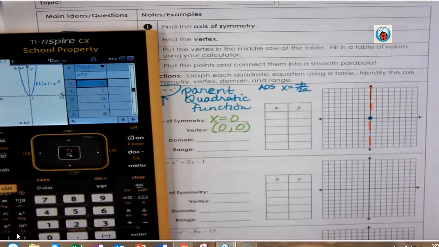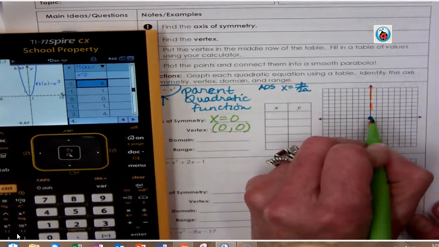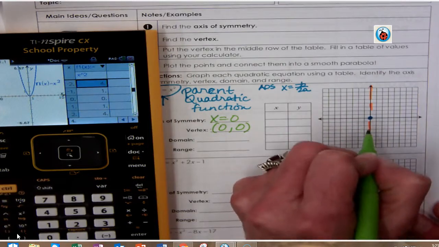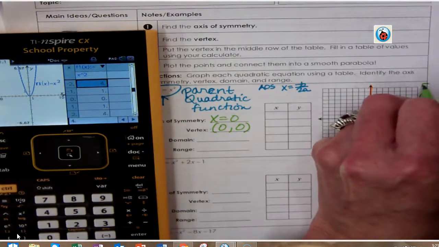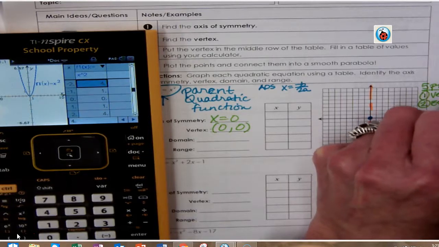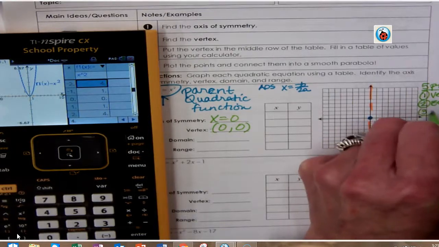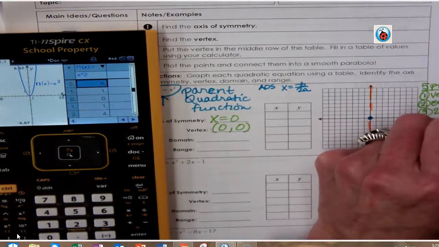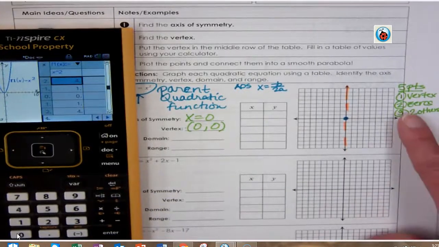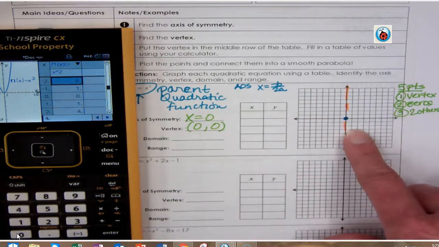Now, I expect there to be 5 points on each graph. One of them needs to be your vertex, and I would suggest the other two be the ones around it. So let's write that down. 5 points. I need your vertex, your zeros or solutions, and 2 others. Those are the 5 points that I suggest that you have, in your table as well as on your graph.